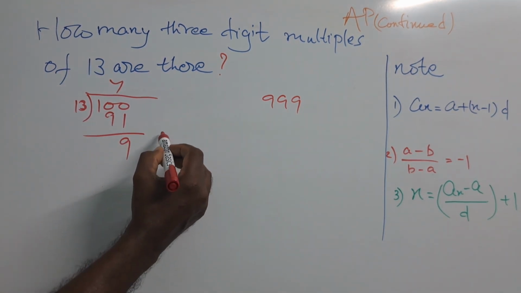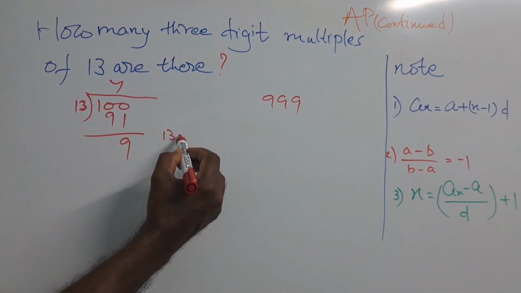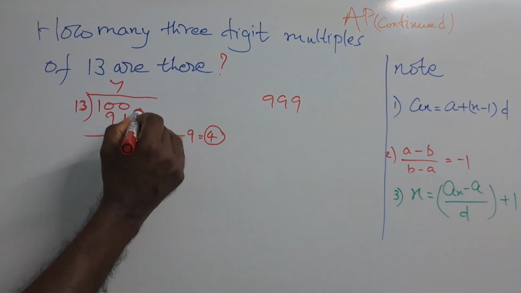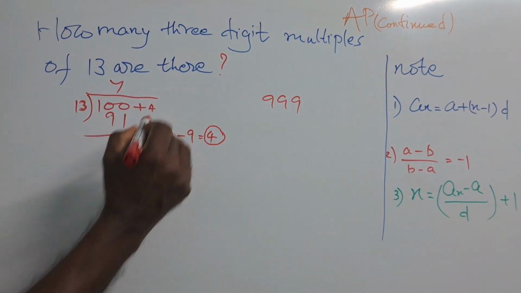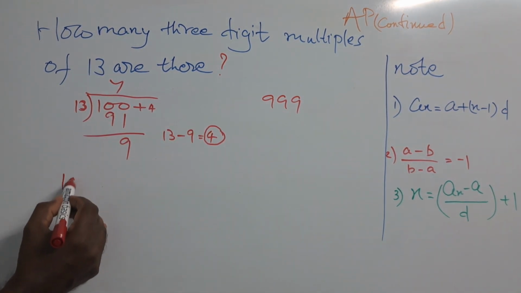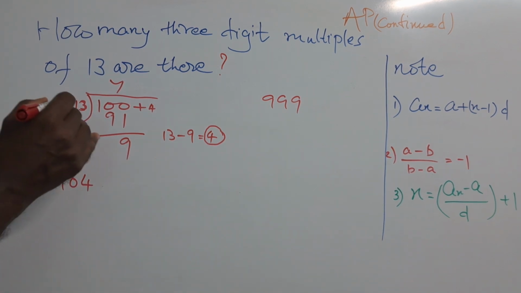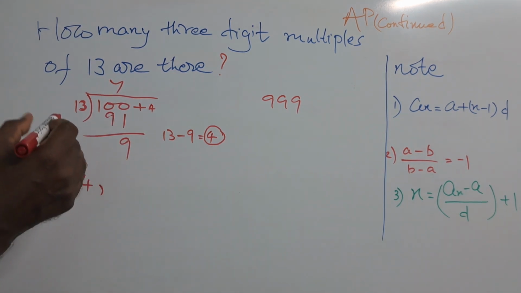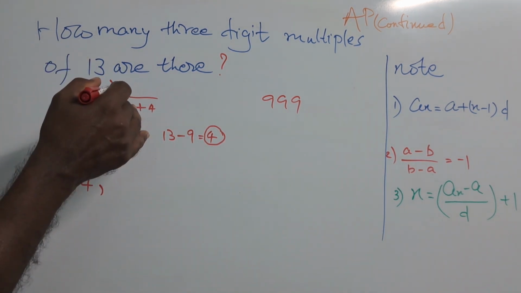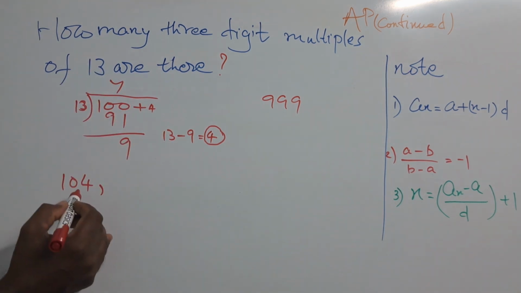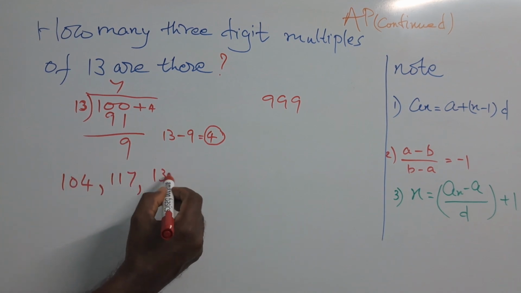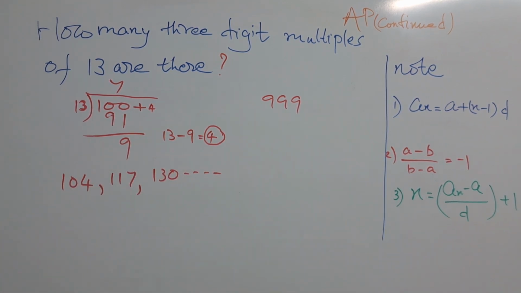Now you subtract 9 from 13. 13 minus 9, you get 4. You add this answer to 100. Now we have 104 as the first multiple of 13 which is a three-digit number. Because it is a multiple of 13, you need to add 13: 104, then 117, then 130, and so on. Now we need to find the last number also.